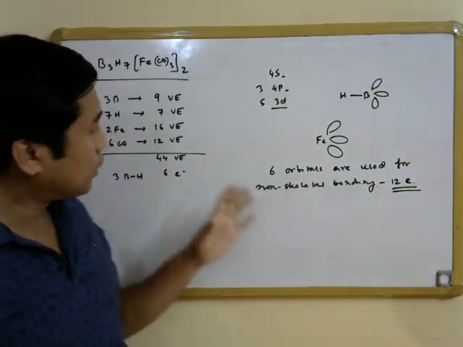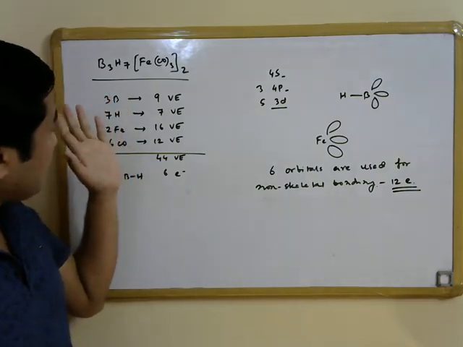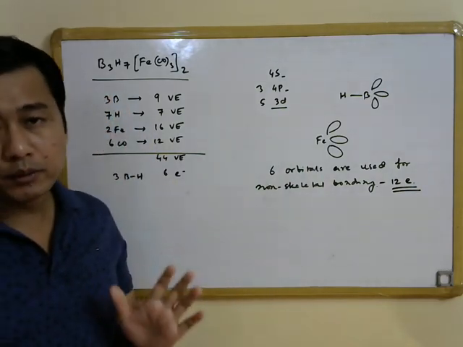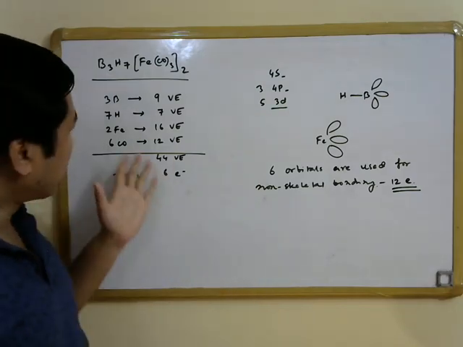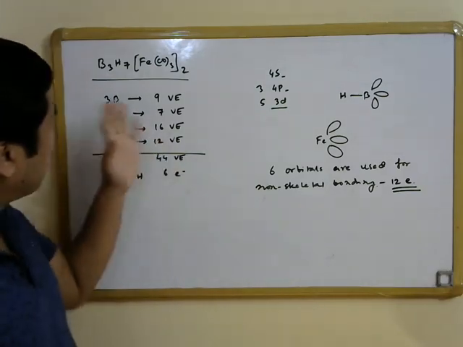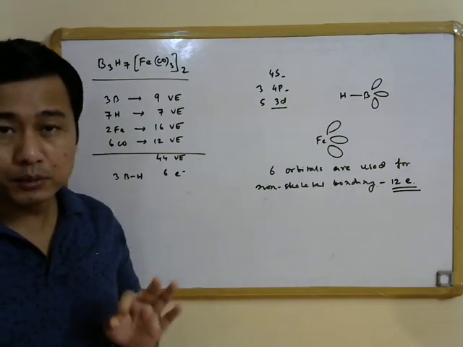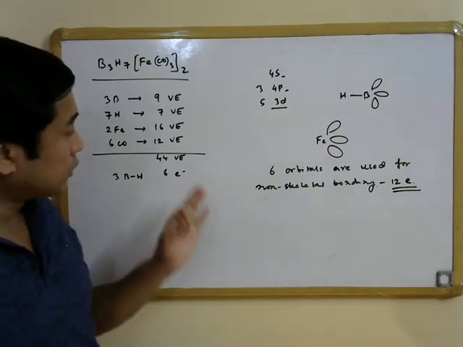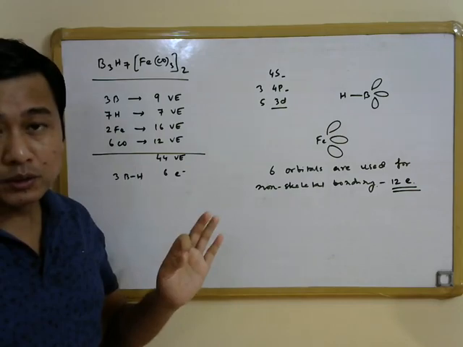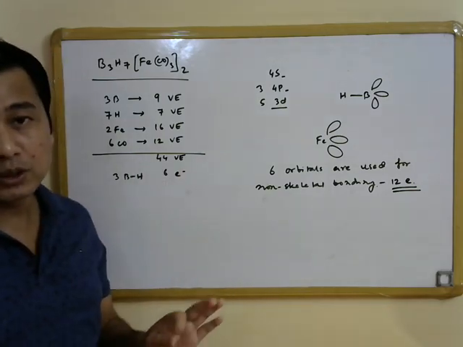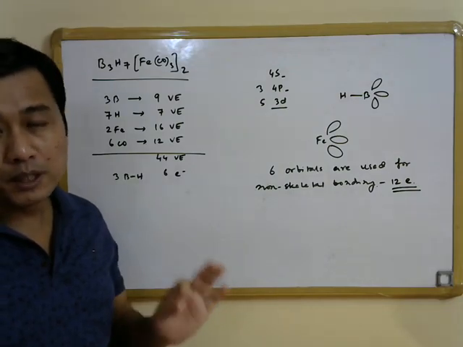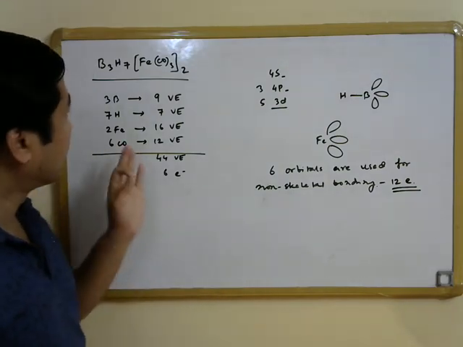So for each of the metallic centers, we'll have to deduct 12 electrons from the total valence electron count. For every metallic center present, we'll have to deduct 12 electrons which are going to be used for non-skeletal bonding, and only the rest of the electrons will be used for skeletal bonding there.